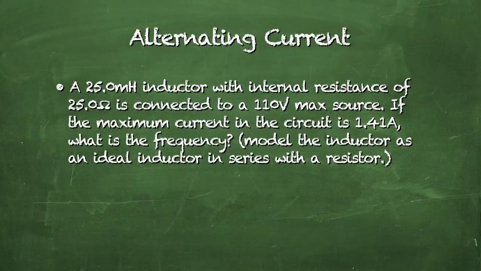Let's work a few examples. A 25 millihenry inductor with internal resistance of 25 ohms is connected to a 110 volt max source. If the maximum current in the circuit is 1.14 amperes, what is the frequency? And model the inductor as an ideal inductor in series with a resistor. So what you'll have to do here is find the impedance of the inductor and resistor circuit, and from that you can find the inductive reactance, and from that you can find the frequency. So please try that.